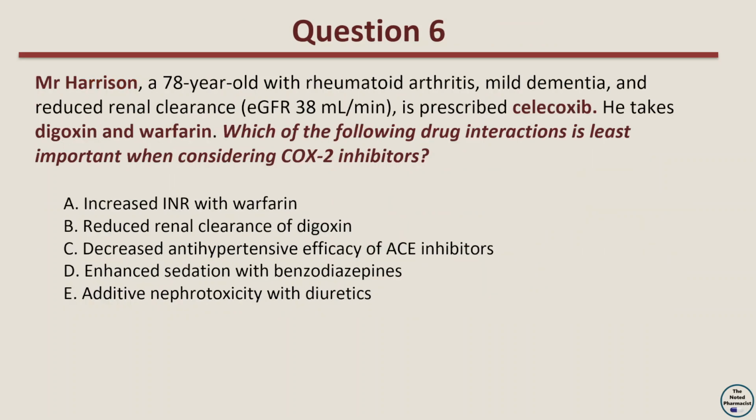Question 6. Mr. Harrison, a 78-year-old with rheumatoid arthritis, mild dementia, and reduced renal clearance, is prescribed celecoxib. He takes digoxin and warfarin. Which of the following drug interactions is least important when considering COX-2 inhibitors? Option A. Increased INR with warfarin. Option B. Reduced renal clearance of digoxin. Option C. Decreased antihypertensive efficacy of ACE inhibitors. Option D. Enhanced sedation with benzodiazepines. Option E. Additive nephrotoxicity with diuretics.